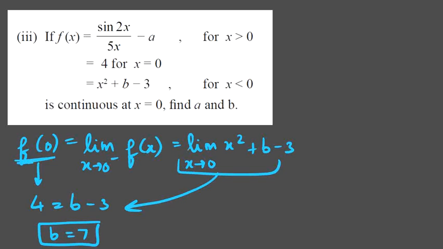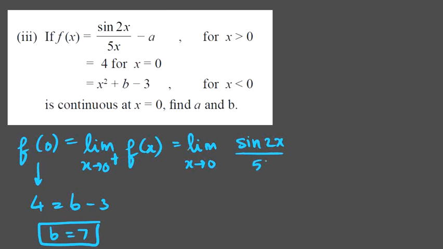So we will say that f of 0 will also be equal to the right hand limit. So the right hand limit will be limit of x tends to 0 plus f of x. And for 0 plus, f of x will be written as sine 2x upon 5x minus a. We have done that because x tends to 0 plus means that x is slightly greater than 0, and for x greater than 0 the function was this. So we have written f of x for x tends to 0 plus as this function, and to evaluate it we can take this 5 outside the limit.